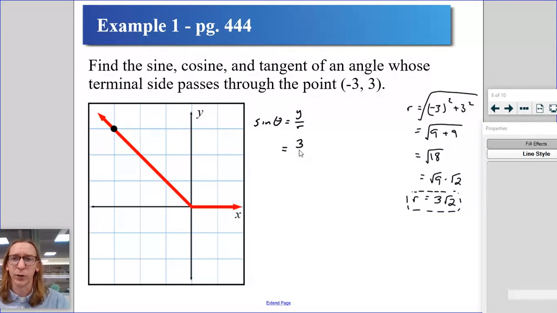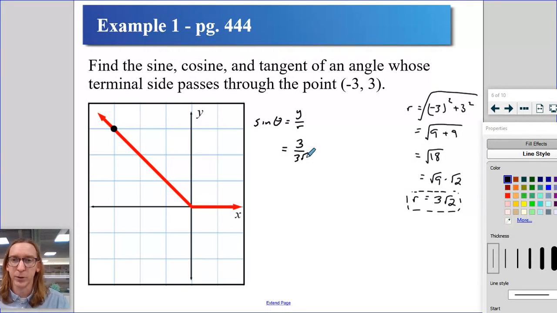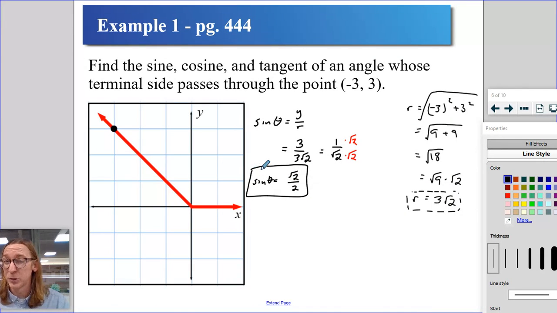So I've got 3 over 3 root 2. That is my sine. Even before I rationalize, the 3's would reduce down. Let's call this 1 over root 2. And then now I will rationalize. It just saves you a little bit of work there. So we'll multiply top and bottom by the square root of 2. And I end up with a sine of theta that's equal to root 2 over 2. Side note, that number should sound a little familiar because we've run into it a couple of times in this class. Let's talk about the cosine of theta.